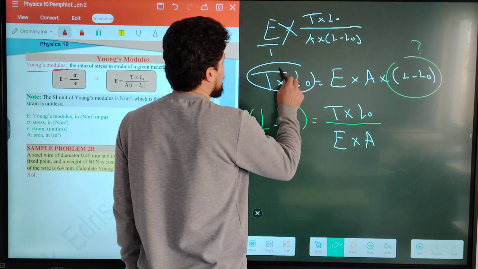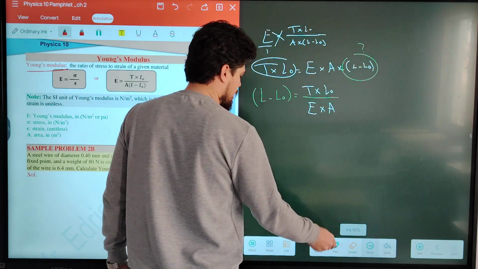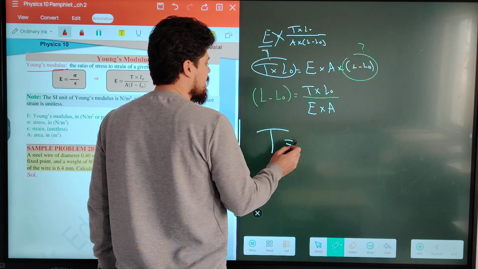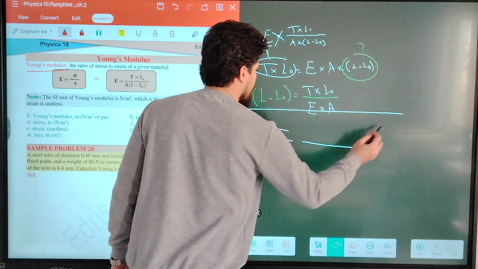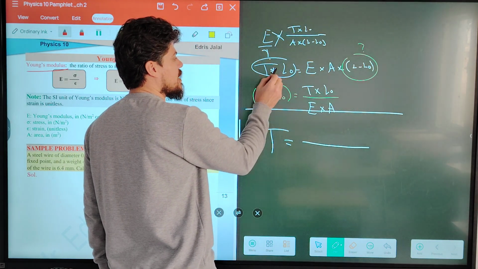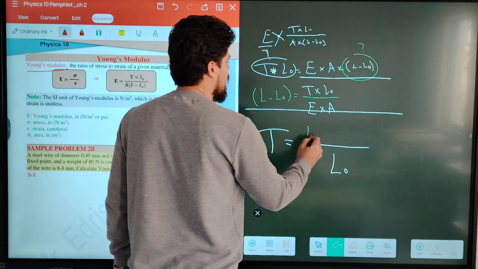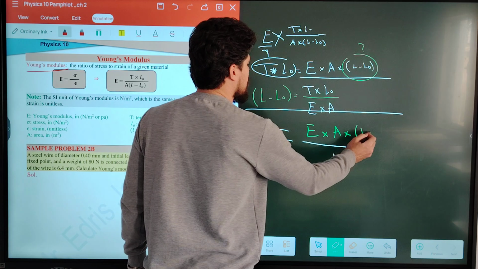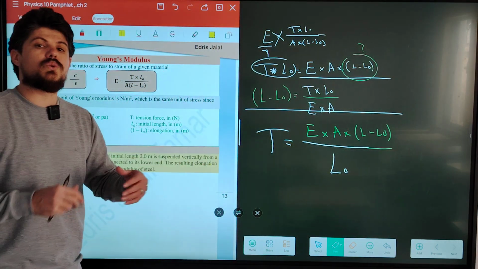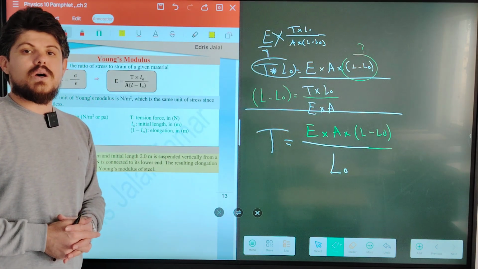To determine tension, how can you determine tension according to Young's modulus? Guys, look. What is unknown? Tension. Bring down tension and make a fraction always. Okay. What do we have with the tension? But you have to make sure that between them is multiplication. What do we have with tension? Initial length. What remains? E times A times elongation. And for the other quantities, you have to do the same thing. It is very important to rearrange the equation to determine the quantity that is unknown in the question.